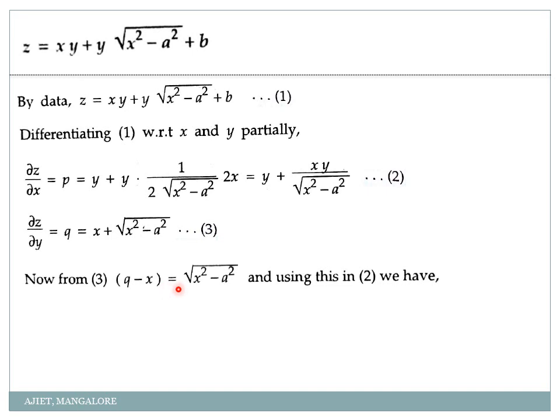So q minus x is equal to root of x square minus a square. And this, I'll substitute here in equation 2. Equation 2 is p is equal to y plus xy divided by, in the place of root of x square minus a square, I am taking q minus x. That's it. If you want to simplify, you can, or else you keep it as it is, but nothing will happen.